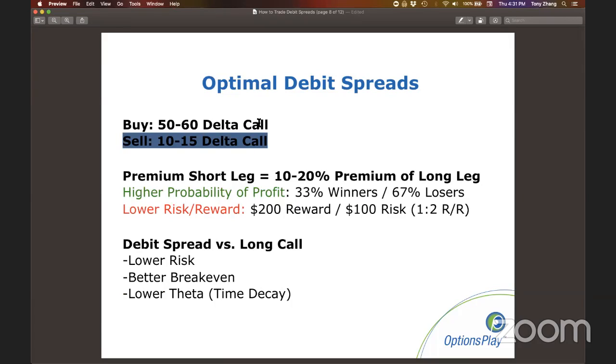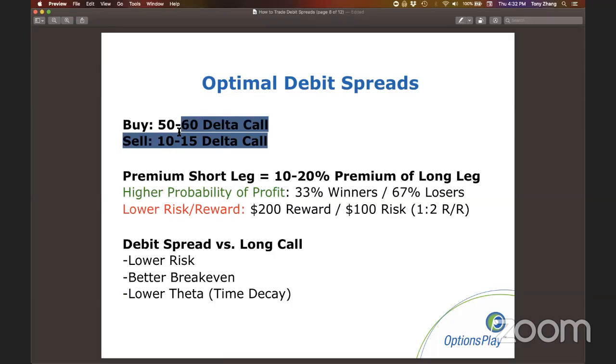The reason for this really is because when you're buying a 50 to 60 delta call, you're buying something that has some intrinsic value, so that not all of the premium that you're paying is extrinsic value, which means that time decay is going to be a bigger factor against you. So you want to minimize time decay in the long leg, and the way to do that is by buying an in the money call.